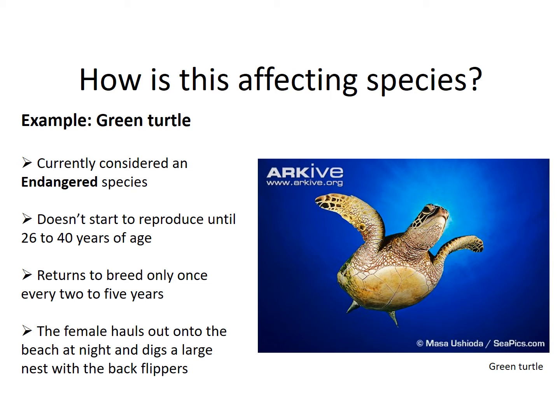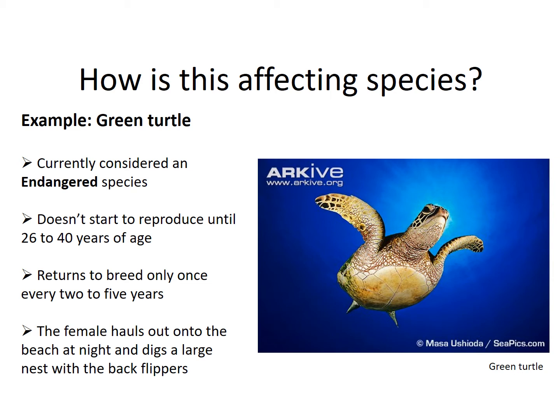It doesn't start to reproduce until 26 to 40 years of age, which is crazy if you think about it, because that gives people 26 years to catch it before it actually ever has a baby. And of course that means that it might never have a baby. It might never actually pass on its genes, and we might not get lots of babies in the next generation.